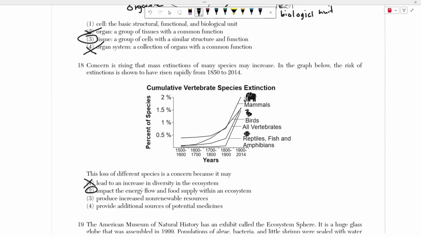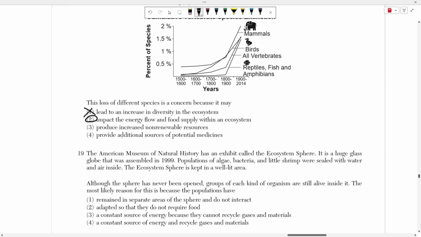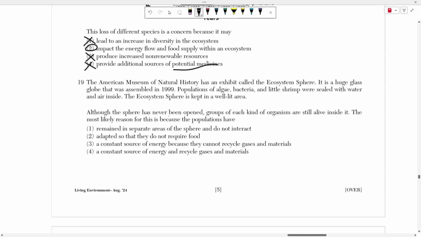The more animals that die out, the smaller the food source for some animals, and sometimes those animals won't even have a food source, which makes them go extinct, okay? 4, provide additional sources of potential medicines. Again, that makes no sense because if you don't have new species, how are you going to provide new medicine or anything? And it's not going to produce increased non-renewable resources either, right? Because if you want to produce new oil or new gas, that takes millions of years under high pressure underground, okay?